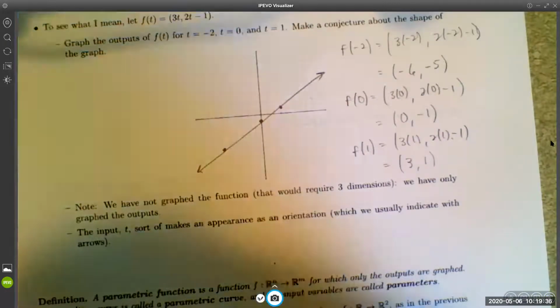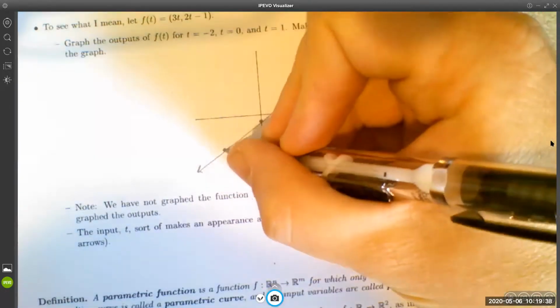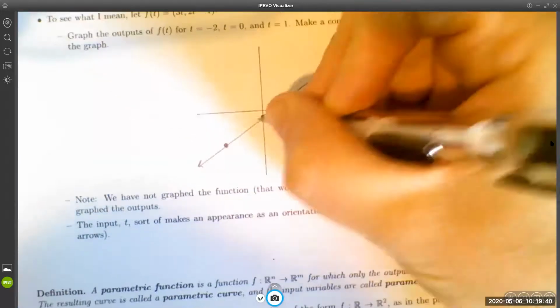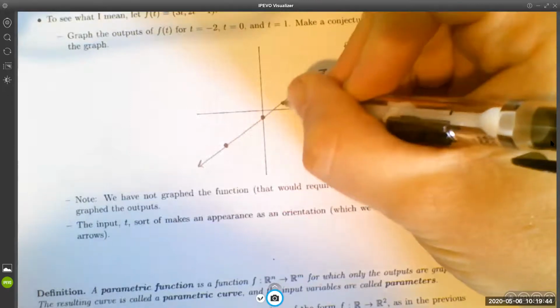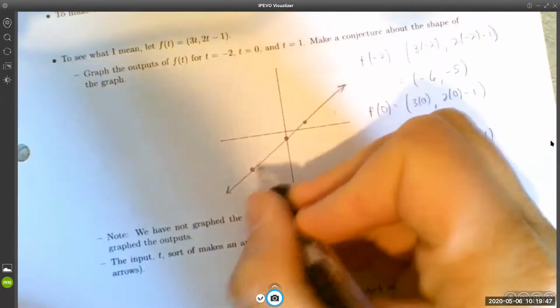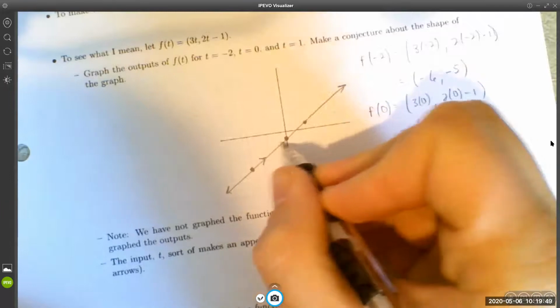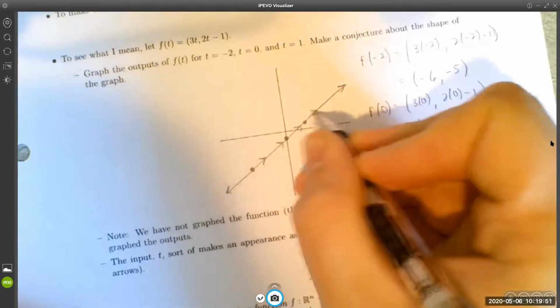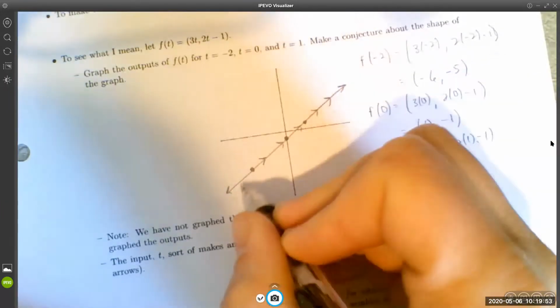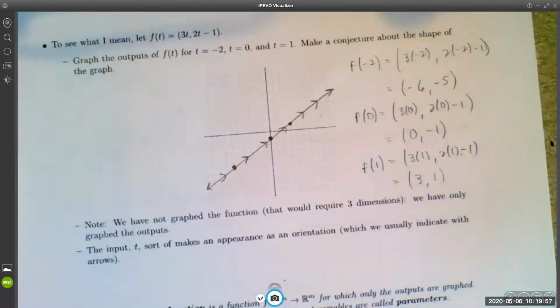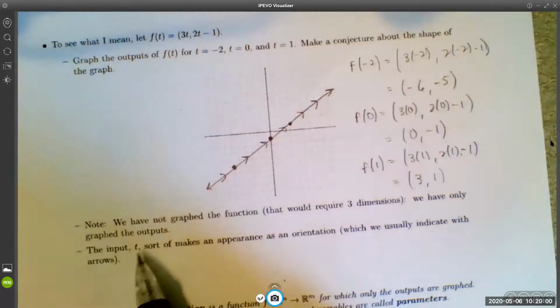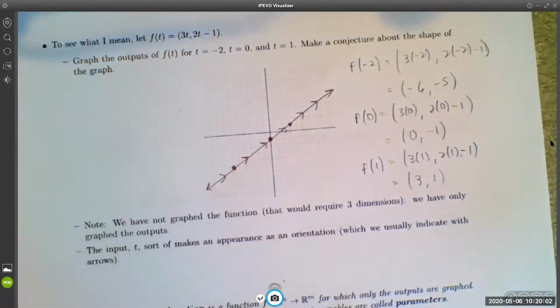So what I mean by that is when we plugged in -2, we were here. When we plugged in 0, we were here. And when we plugged in 1, we were here. So it seems like the points are sort of traveling in this direction. So that's the orientation of this graph. So these parametric curves, the parameter t can still sort of make an appearance in the graph just by marking the orientation on the graph.